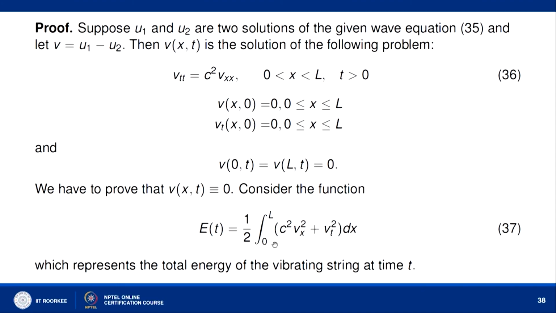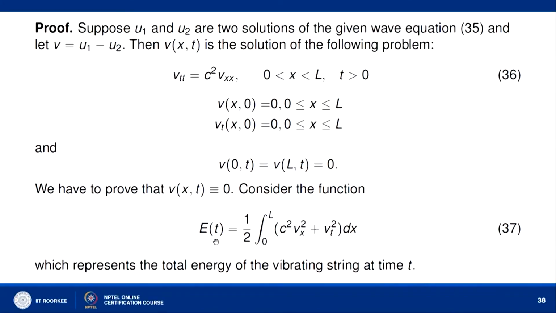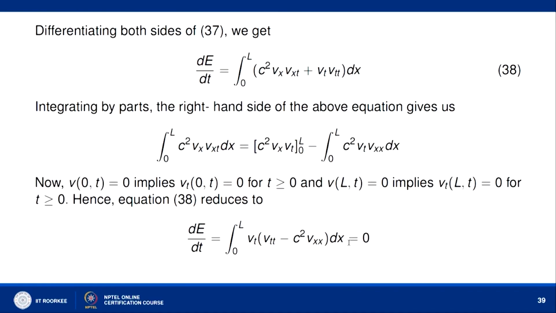If this function, which is known as the generalized energy function, is 0, it means that the string is lying in an equilibrium position. That is the idea with which we started: if we do not have energy, then the string will be in the equilibrium position. So here, E of t is equal to 1 by 2 integral 0 to L of c square v x square plus v t square dx, which represents the total energy of the vibrating string at time t. Now differentiate both sides of 37 with respect to t.